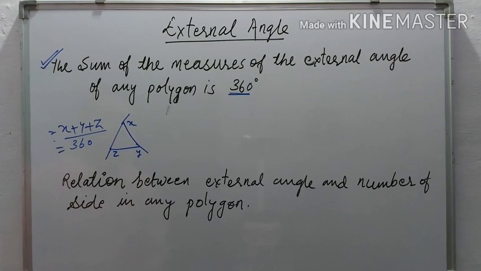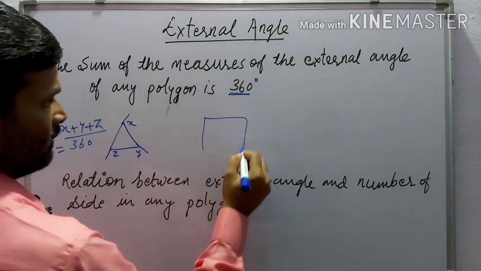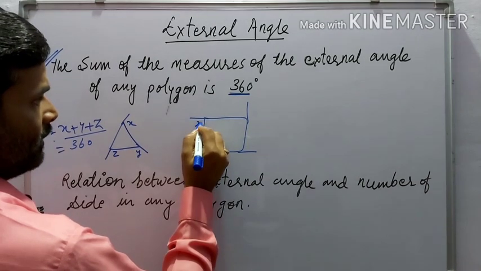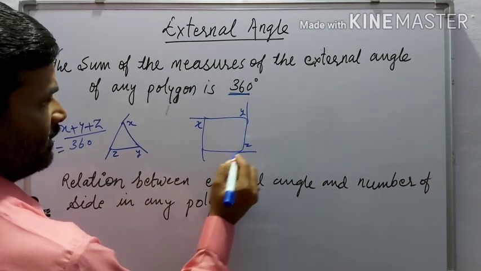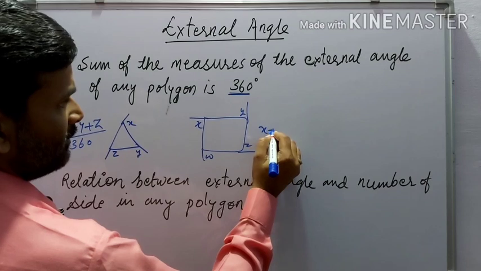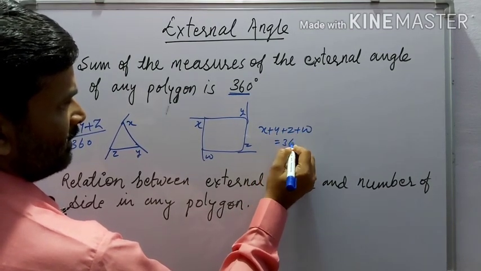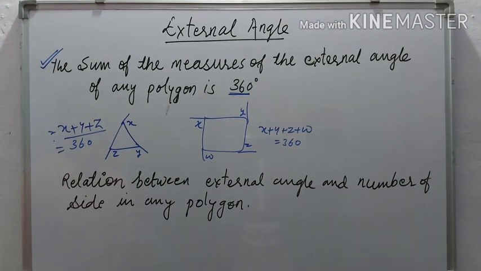Suppose you have drawn a quadrilateral with four exterior angles x, y, z and w. Then x plus y plus z plus w is equal to 360. For any polygon, pentagon or octagon, the sum of the exterior angles is 360.